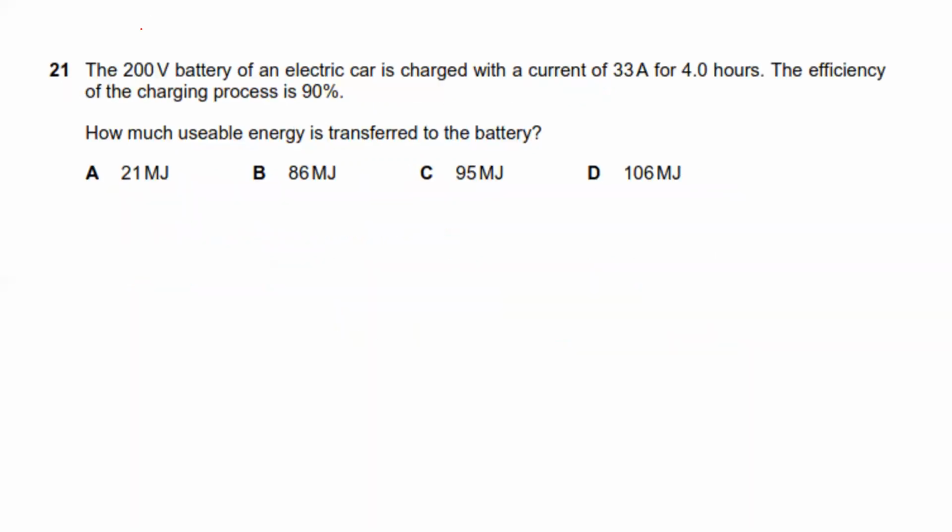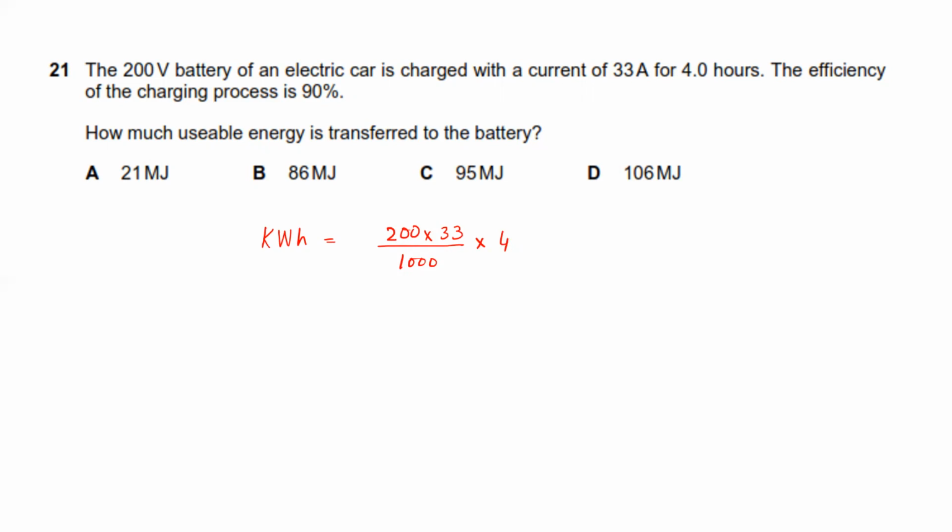So next question, question 21. It says a 200-volt battery of an electric car is charged with a current of 33 amperes for 4 hours. The efficiency of charging is 90%. How much usable energy is transferred to the battery? Okay, so first of all, energy in kilowatt hours is 200 volts multiplied by 33 amperes divided by 1000 and multiplied by 4 hours.